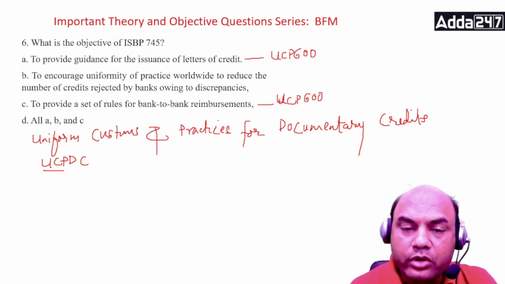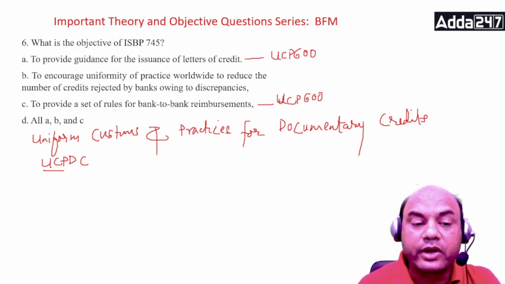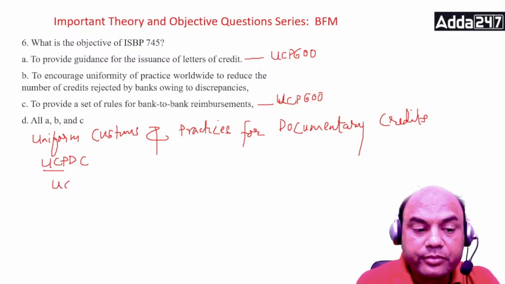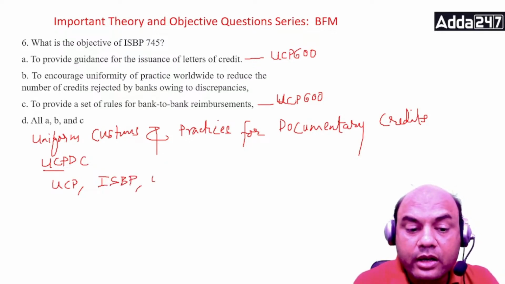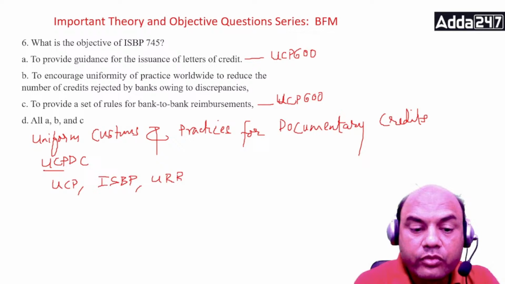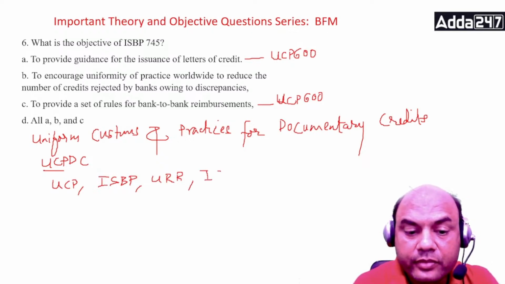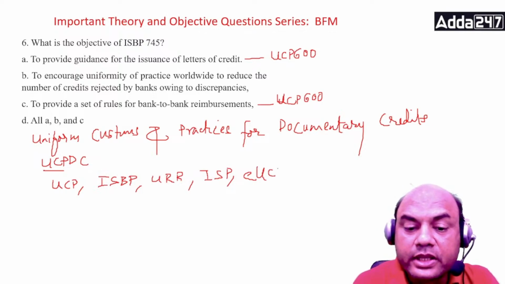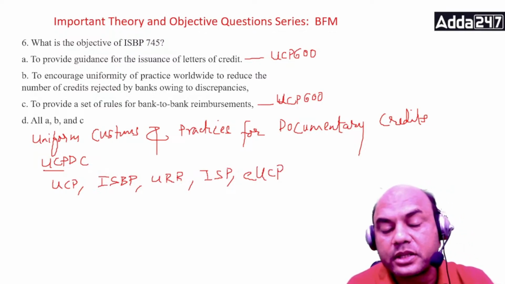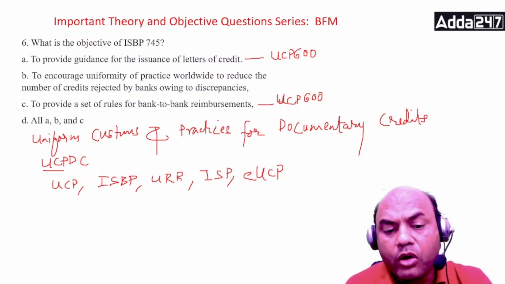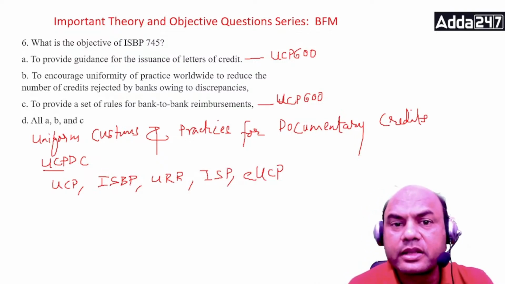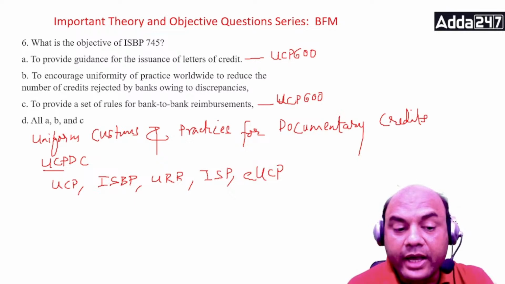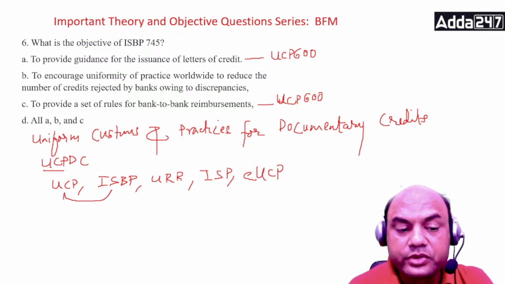Now there are 5 very important documents in international trade. One is UCP, second is ISBP, third is URR, fourth is ISP, and fifth is EUCP. These are the 5 documents used in international trade, all related to various other domains. So ISBP is a supporting document to UCP. Supporting.